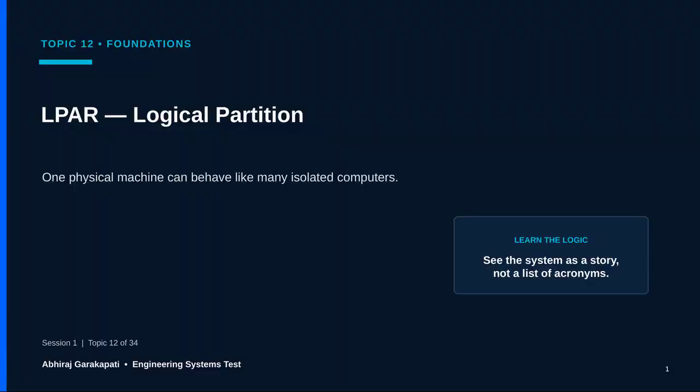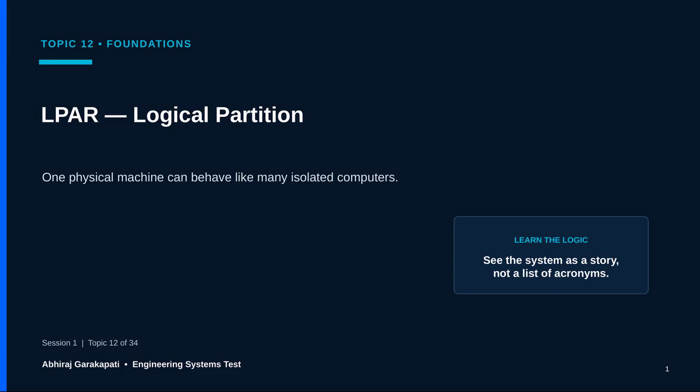Imagine a large apartment building where every apartment has its own locked door, its own living space, and its own allocated utilities. The residents share the same physical building, but one resident cannot simply walk into another apartment and use its belongings. An LPAR works with a similar idea. It creates an isolated logical computer inside one physical machine. Each operating system runs inside one of these partitions and receives its own compute and I/O resources.